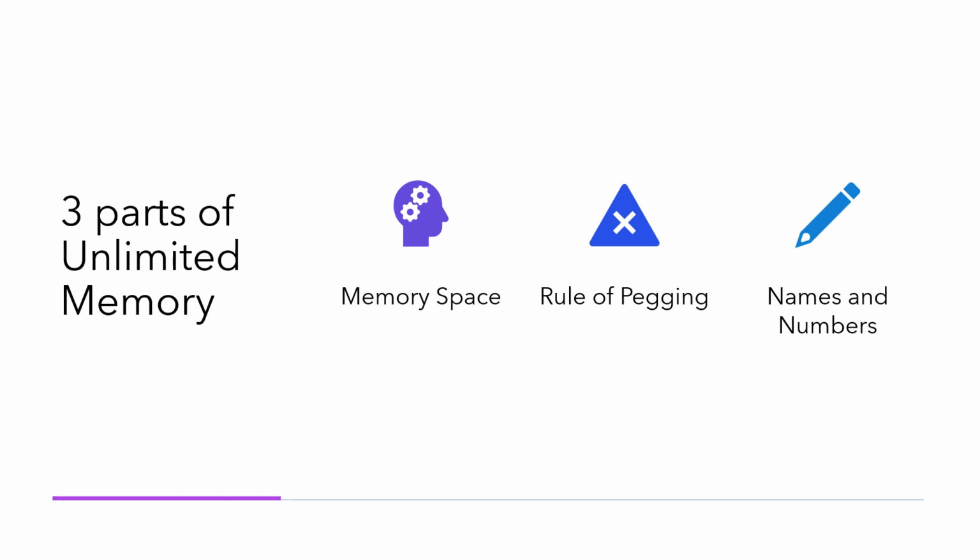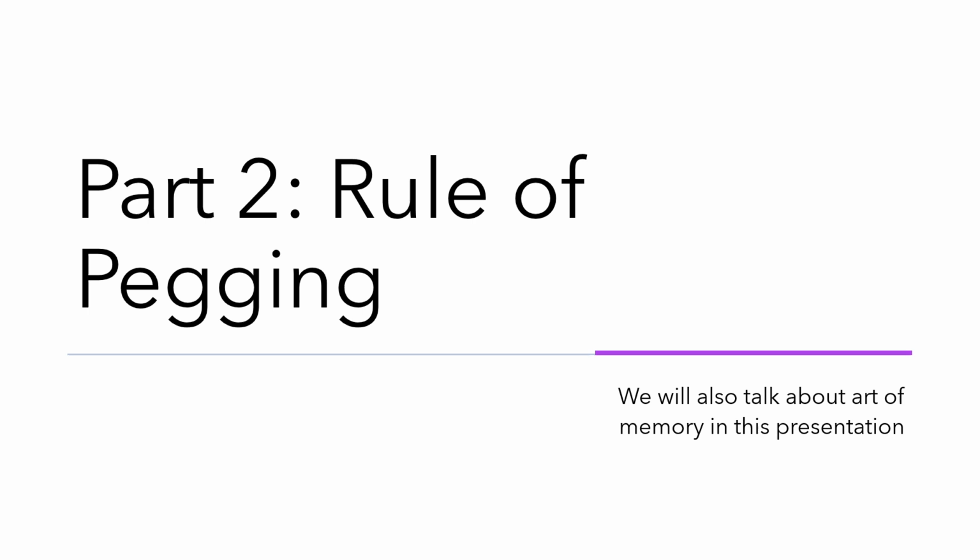So there are three parts of Unlimited Memory by Grandmaster Kevin Horsley. In our first video, we talked about the memory space or mind palace technique. In this video, we'll be covering the rule of pegging or pegging information down, the peg method of memory system. Next video will be on names and numbers, hopefully by the end of this week.